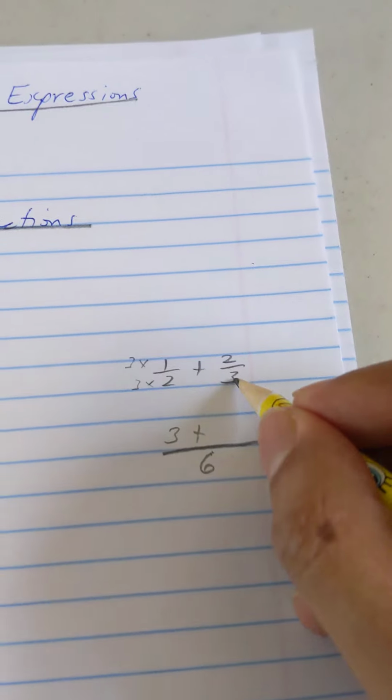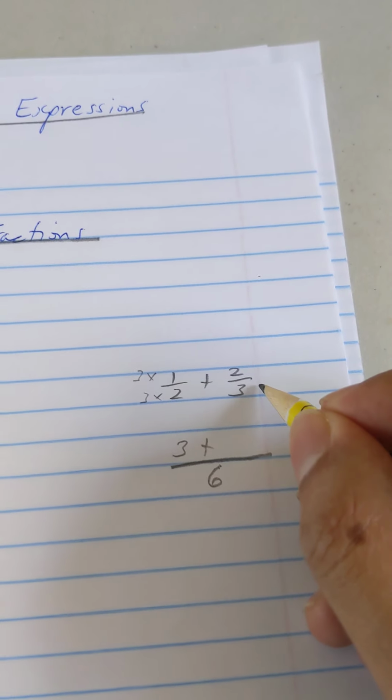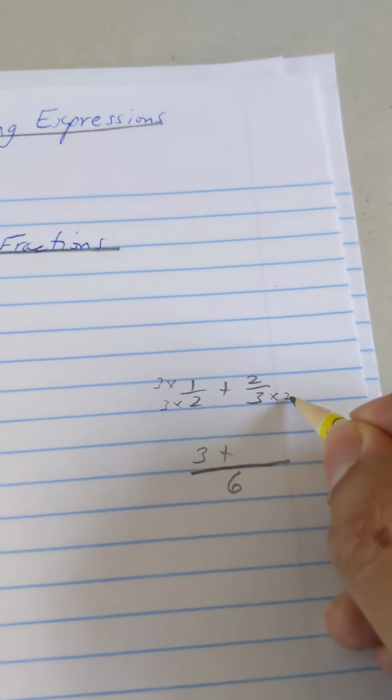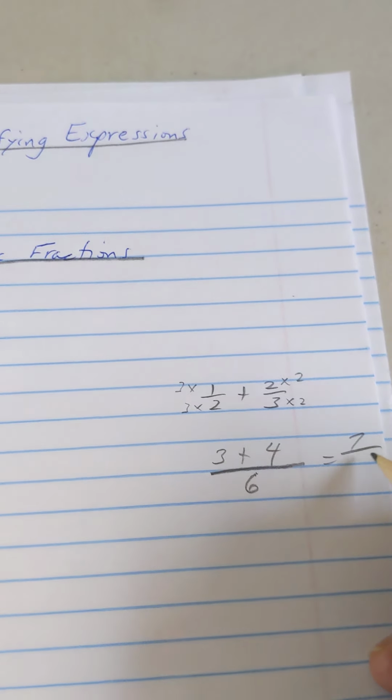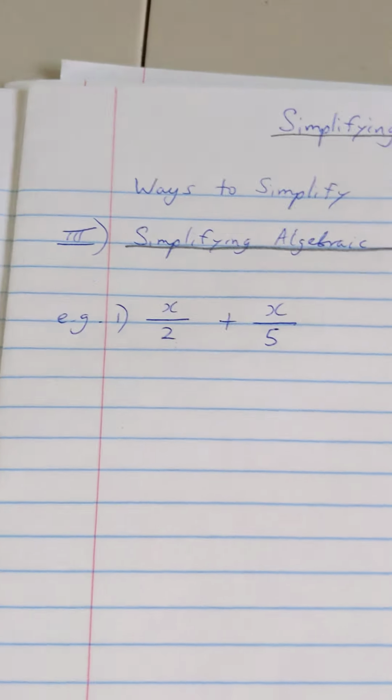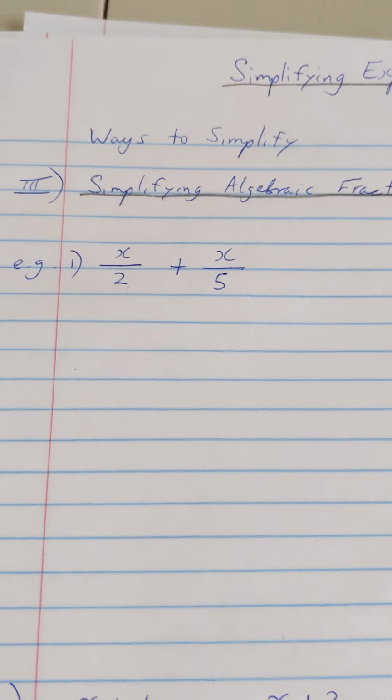Same thing on this side. I want to change 3 to 6. So what do I need to multiply 3 by to get 6? 3 into 6, 2. So 3 by 2, 6. I do the same thing to the top. 2 by 2, 4. And my answer is 3 add 4, 7 over 6. Working is going to be very similar here.